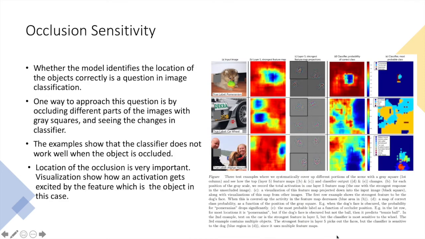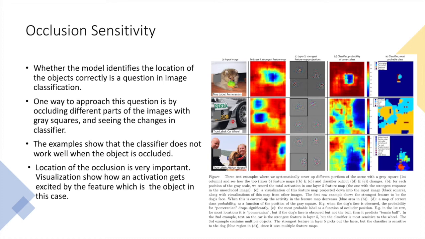One of the important questions in image classification is whether the model recognizes the location of an object correctly or not. The authors have tried to approach this question by occluding different locations in the image and seeing how the classifier changes. For example, in here they put a gray square in different places of the image to see how it affects the classification.